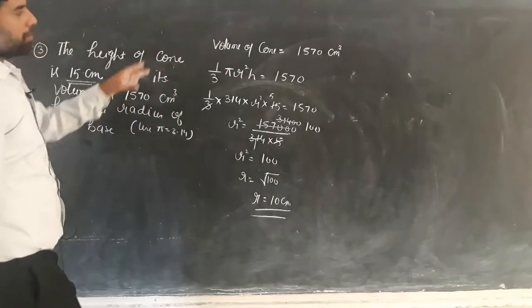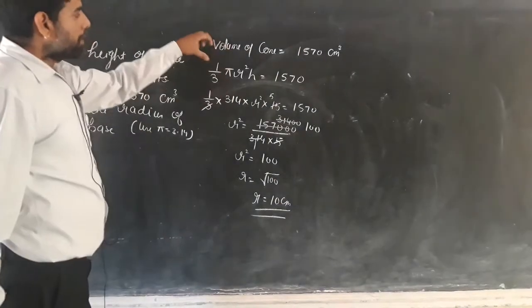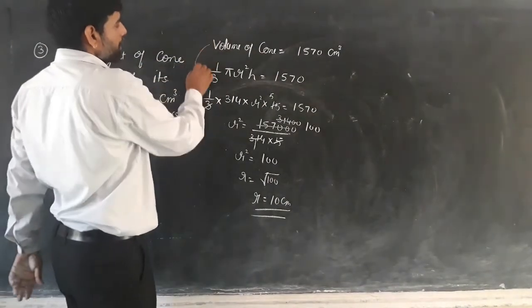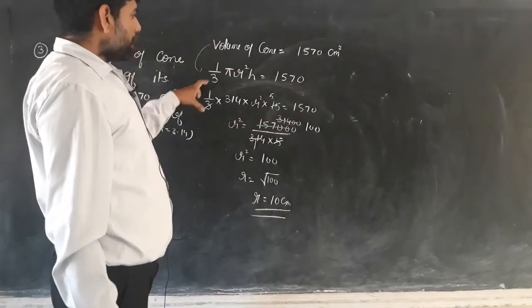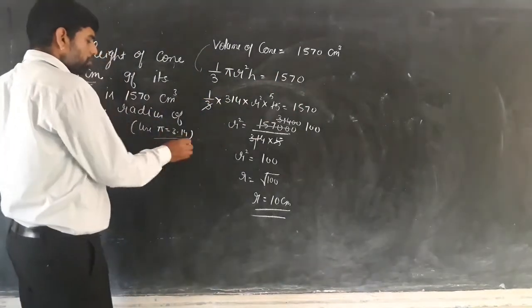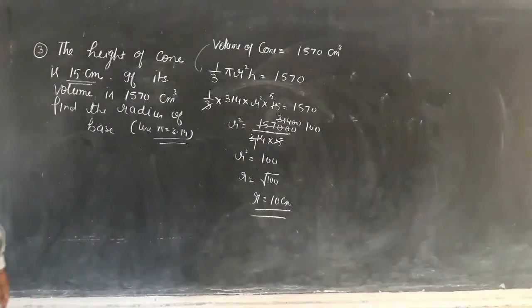Due to simple question, volume of cone is equal to, as given, 1570 centimeter cube. The volume of cone is 1 by 3 pi r square h is equal to 1570. The value of pi used in the question is 3.14, and solving this question, the radius is equal to 10 centimeter.